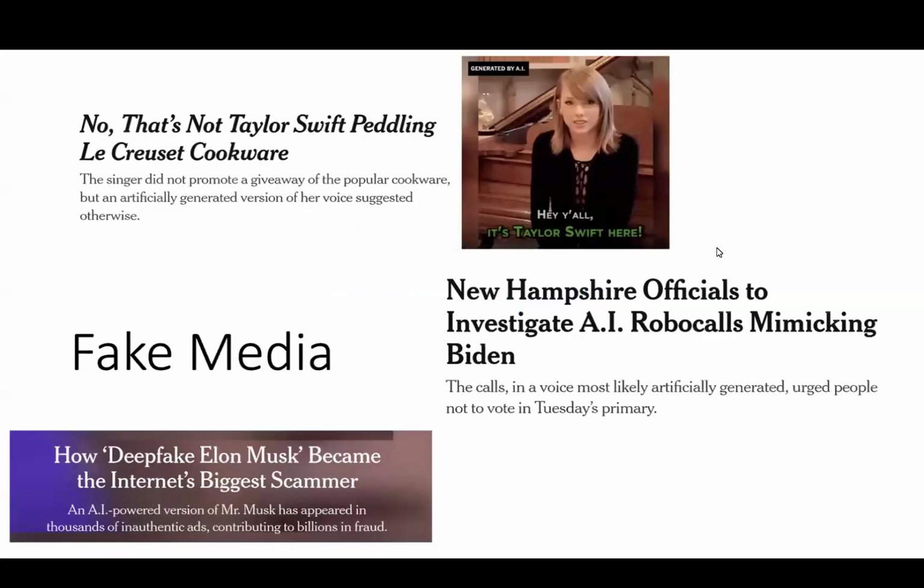Okay, so what's happening in the world that we currently live in? Fake media seems to have taken over our lives. The first example here is apparently there was a fake media video of Taylor Swift selling Le Creuset cookware. On the more serious side, there was a recent person in New Hampshire who commissioned a robocaller to make calls on behalf of Biden. It was mimicking Biden's voice, telling voters not to go vote in the primaries. So that's a bigger problem.